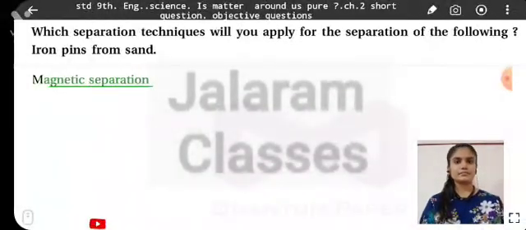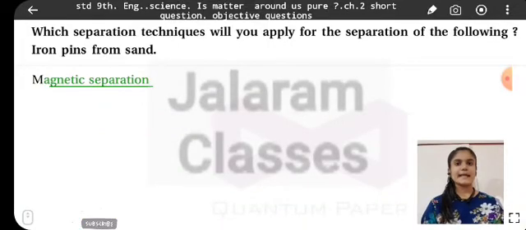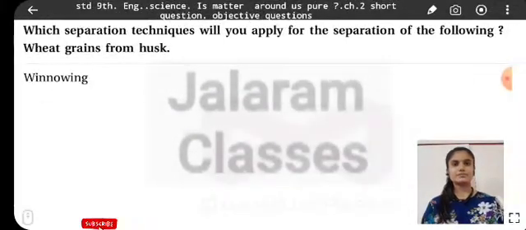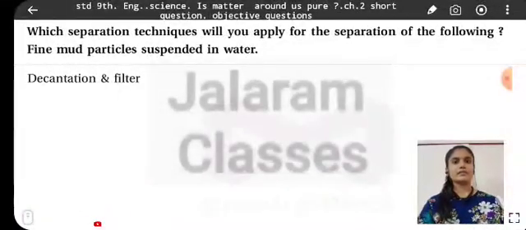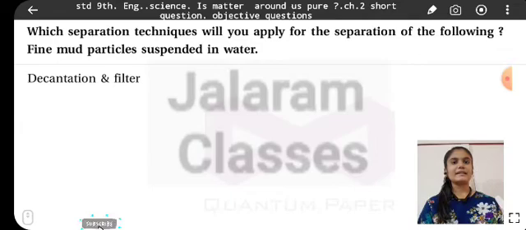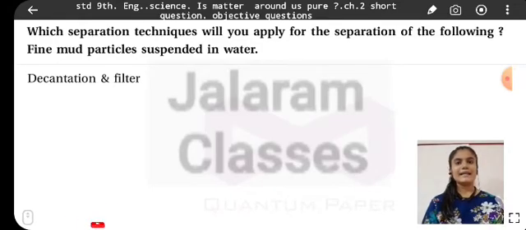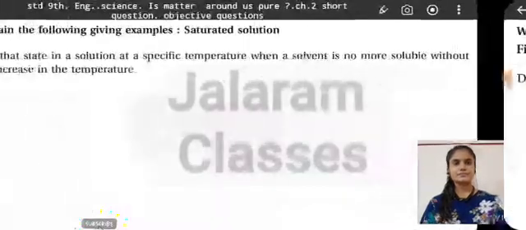Filter. Iron pins from sand. Magnetic separation. Wheat grains from husk. Winnowing. Fine mud particles suspended in water. Decantation and filter.